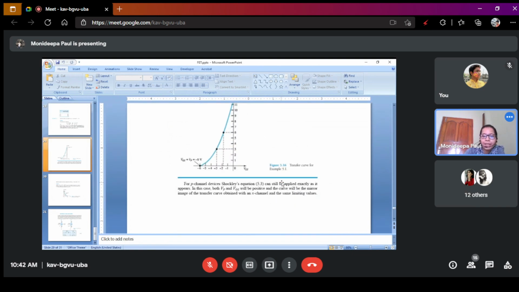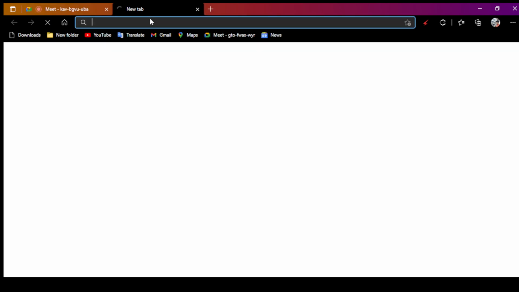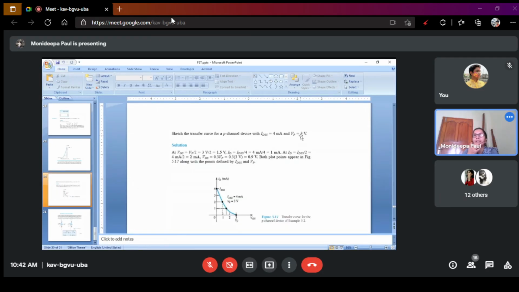Here you see the next problem, you do it yourself at home. Sketch the transfer curve for a p-channel device with IDSS equal to 4 milliampere and VP equal to 3 volt. P-channel device, VP is 3 volt, because in a p-channel the gate is n-type material. If the gate is connected with the positive terminal of VGS, then the gate-source should be in reverse bias condition. So here VP is positive. But in the case of N-channel, VP should be negative.